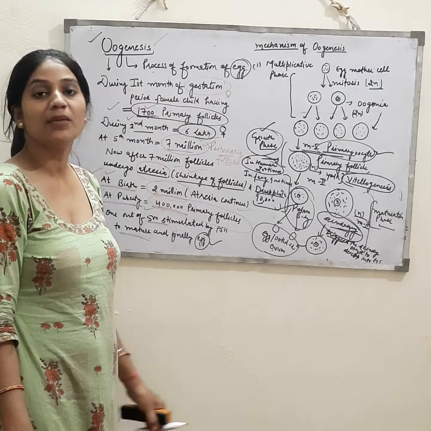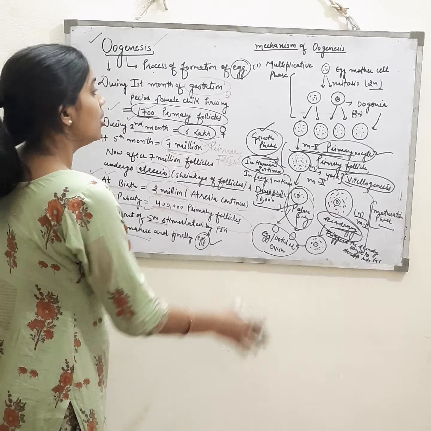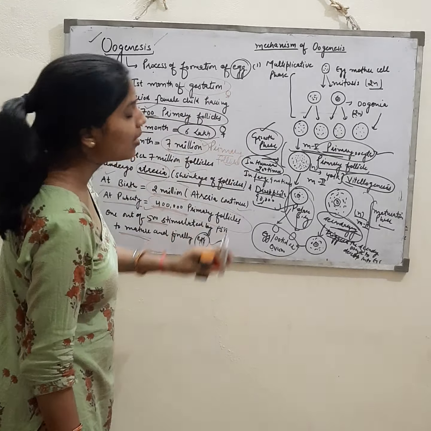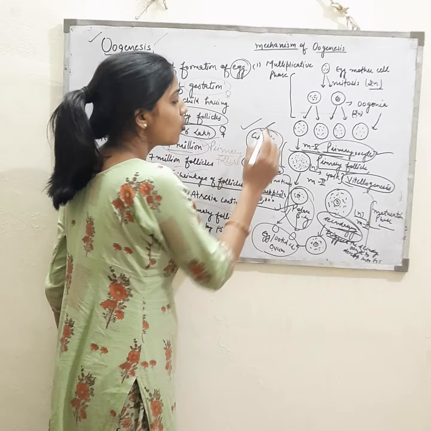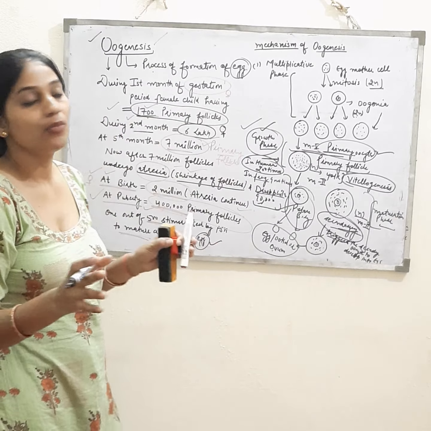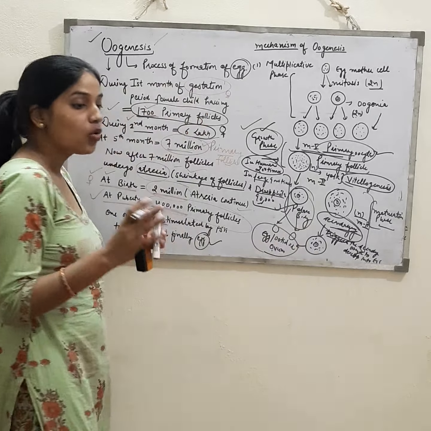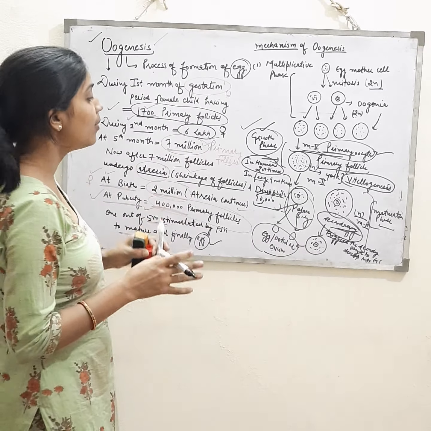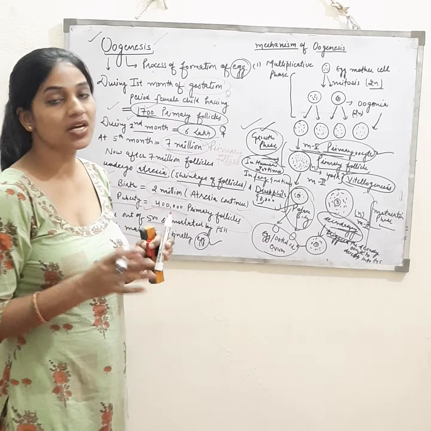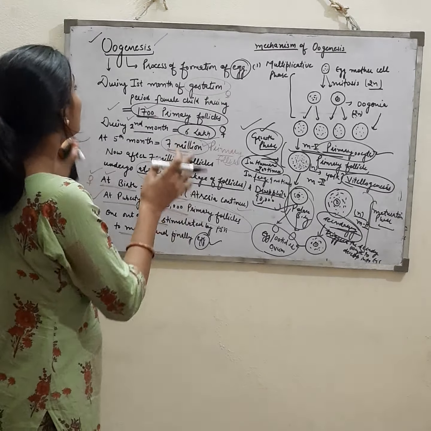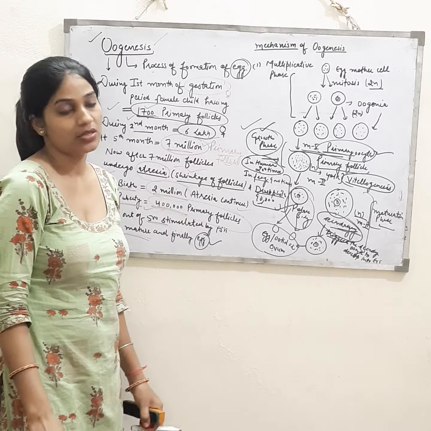So this is the complete mechanism of oogenesis, in which there are the multiplication phase, growth phase, and the maturation phase. The growth phase is of much longer duration because in the growth phase the primary oocyte contains all the types of elements and organelles which are required for complete, proper nourishment of the developing embryo. So this is all about oogenesis. Thank you.